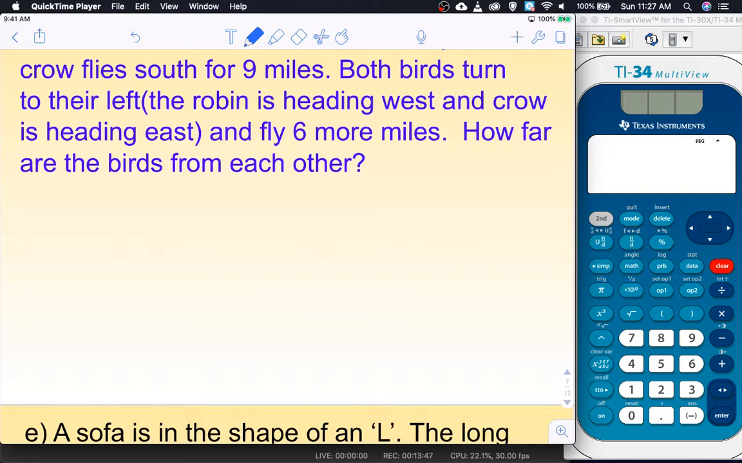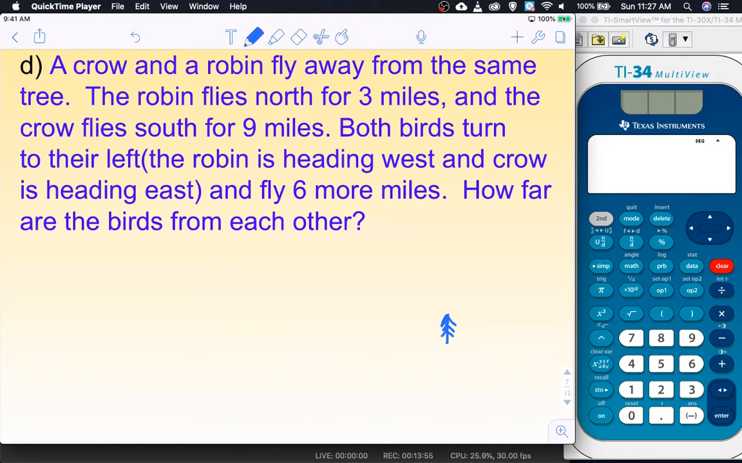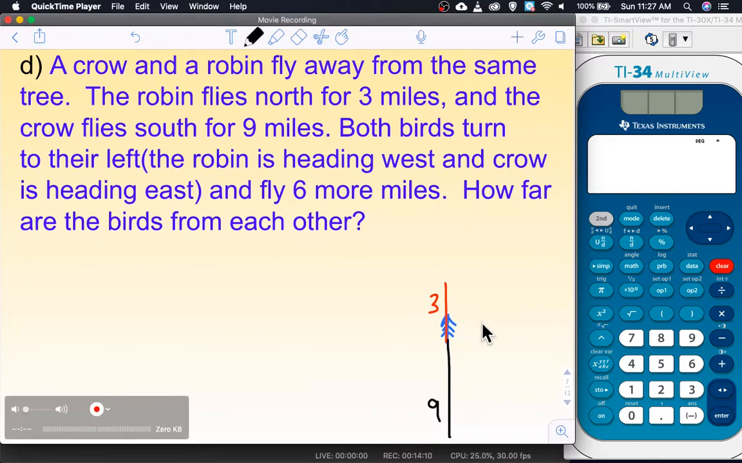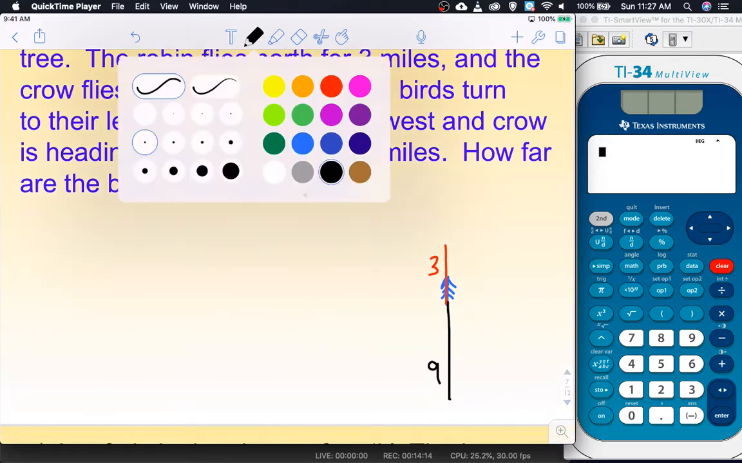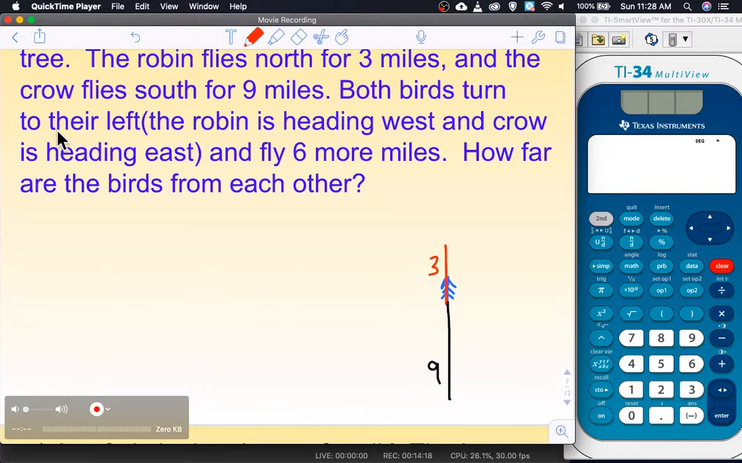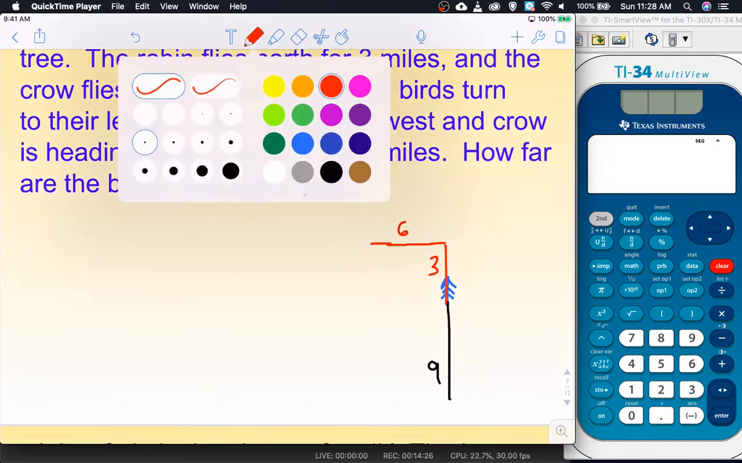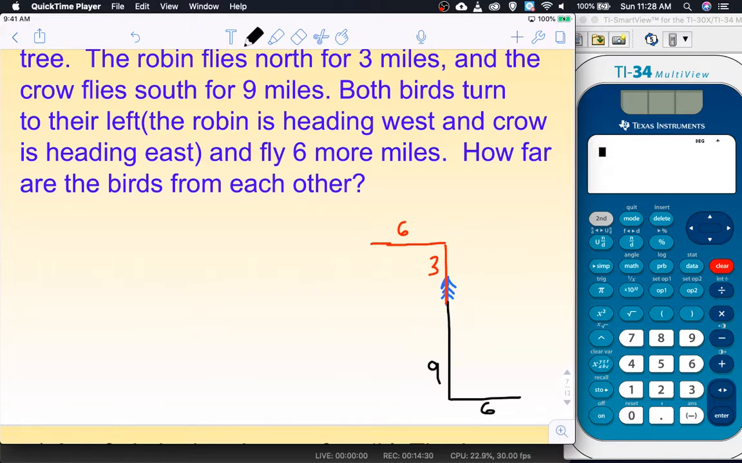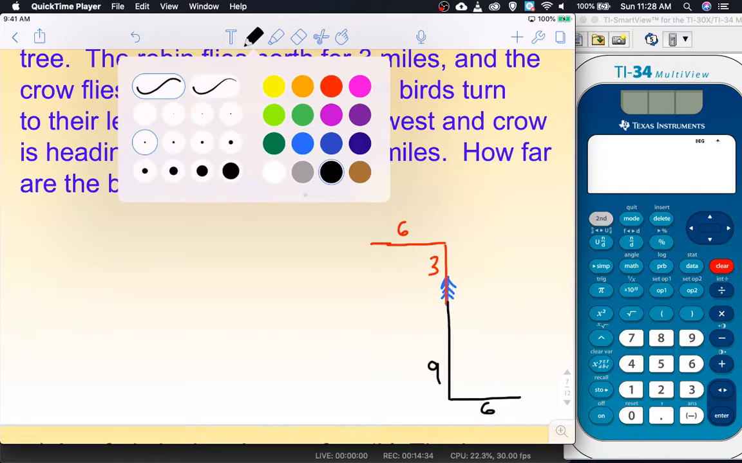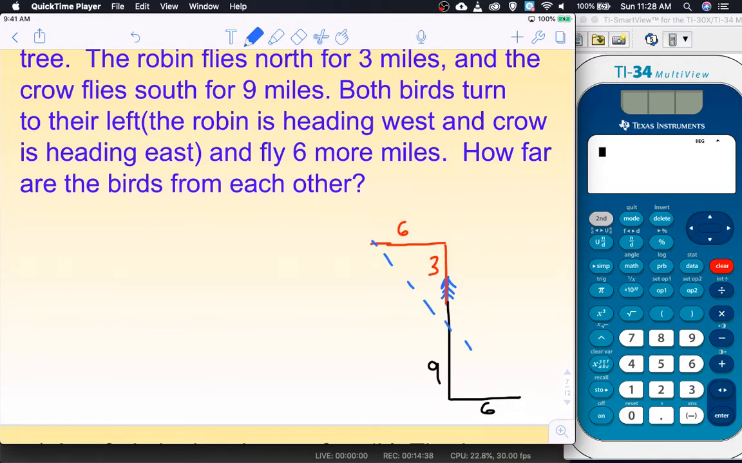All right, so here is my tree. Beautiful tree. It says, the robin flies north for 3 miles. I'll choose red for the robin. Robins are red, right? Flies north for 3 miles, and the crow flies south for 9 miles. Now, obviously my picture's not drawn to scale. This line is not 3 times bigger than that line. It's just something to get us kind of close. Both birds turn to their left and fly for 6 more miles. So the robin is heading west, 6 miles. The crow is heading east, 6 miles. And the question is, well, how far are the birds away from each other? So that's the picture you should have drawn. Something close to it at least.